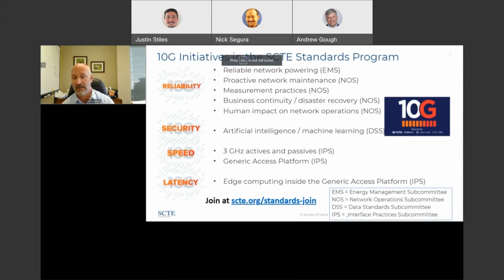Jumping down to security, we have several projects with the artificial intelligence, machine learning working group that will focus on security. With speed, again, I'll be going into more detail in the following slides on the 3 gigahertz actives and passives, as well as the generic access platform. The 10G was announced about 2 years ago, and the standards work is directly applying to the successful launch of that platform.